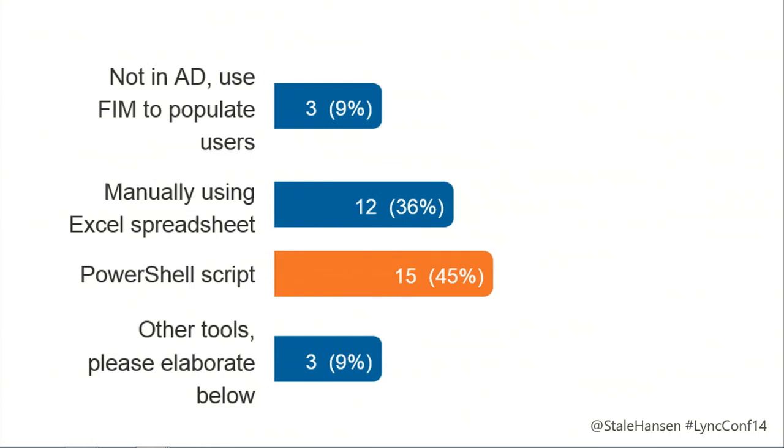Then we have other tools where some use SharePoint as a front end and let users add this themselves, or other administrators just punching in the numbers in SharePoint, and everything would get published at correct places and stuff. And then we have manually using Excel spreadsheets. Excel spreadsheets are really good when you do an initial deployment or rollout of enterprise voice, because probably you have users and they have numbers you're going to port over to Lync, and that's good to do in a spreadsheet. Just get the users in there, the numbers, and do an import into Lync.